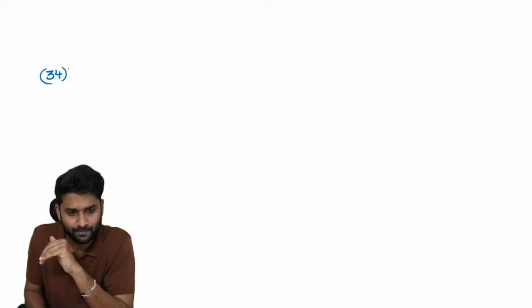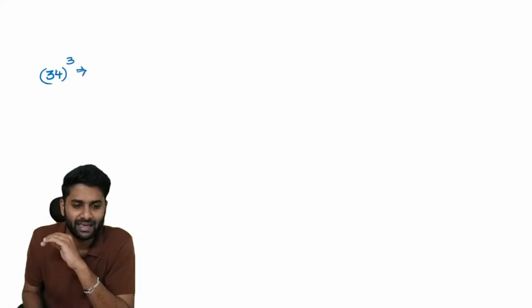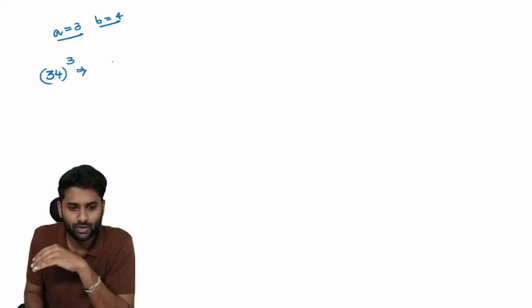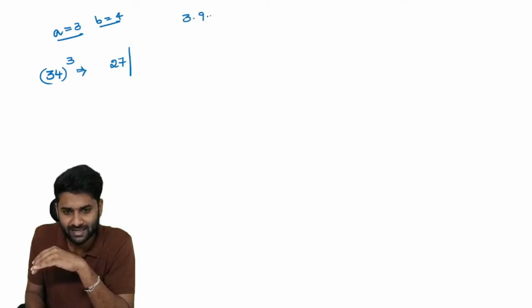Let me take 34 cube. Again, I will help you out. 34 cube. It means again a value is 3 and b value is 4. Now a cube, 3 cube, is all about 27. Next one, 3a square b. 3 into 3 into 3 is 9, into 4. 9 into 4 is 36. 36 multiplied by 3 is 108. So 108. Let me take the second one also.